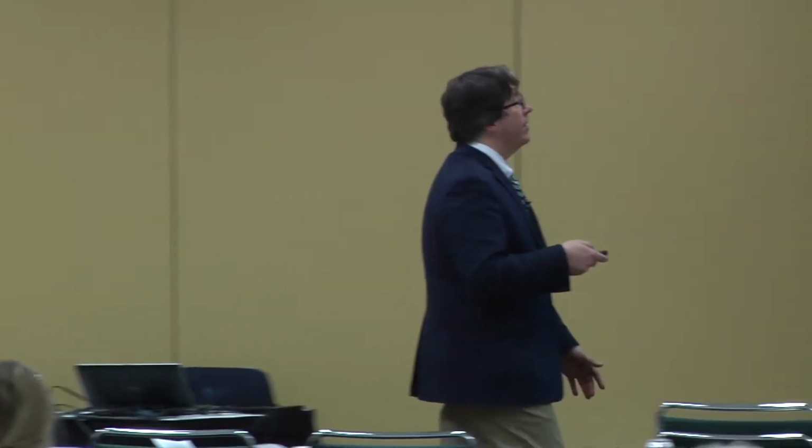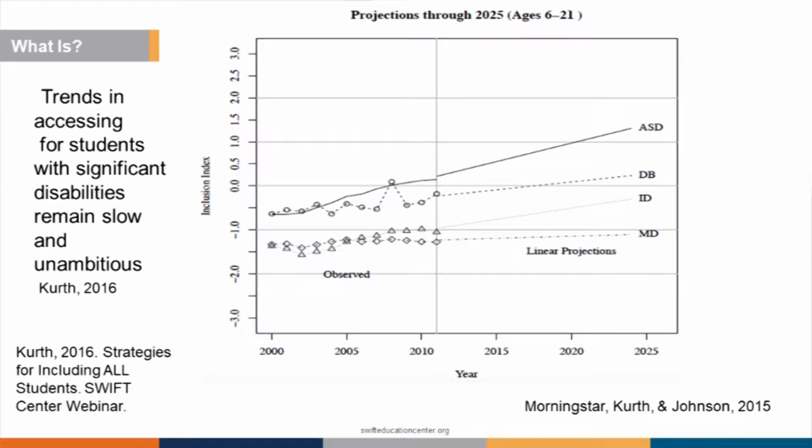What you see here is that for kids with autism spectrum disorder labels, if we project based on the current trend line, by about 2025 they'll have a better than 50-50 chance of being in general ed for the majority of their day. Same for kids who experience a label of being deafblind. For the kids with a label of intellectual disability or multiple disabilities, even at 2025, they still will be below the 50-50 chance line.